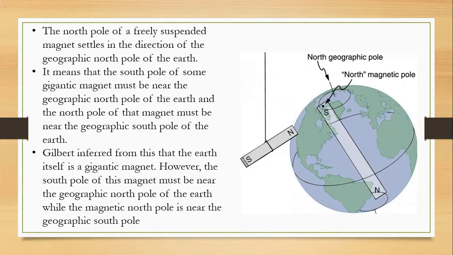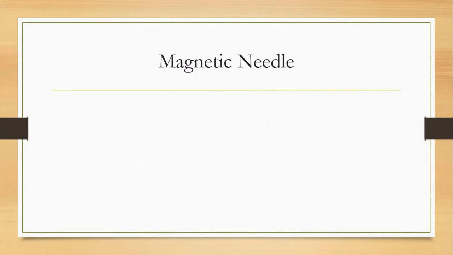Now, Gilbert inferred from this that the Earth itself is a gigantic magnet. The south pole of this magnet must be near the geographic north pole of the Earth, while the magnetic north pole is near the geographic south pole. So that was about the inference or the study by Mr. William Gilbert. Now let's move to the next, which is the magnetic needle.